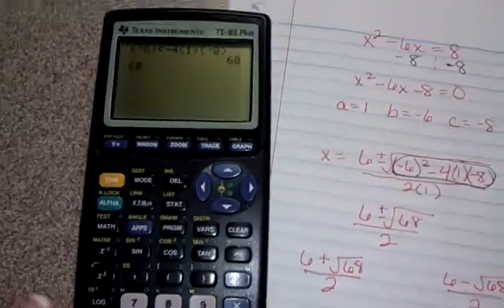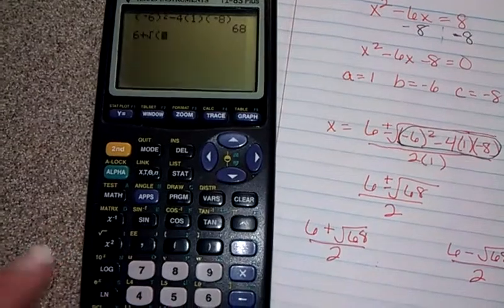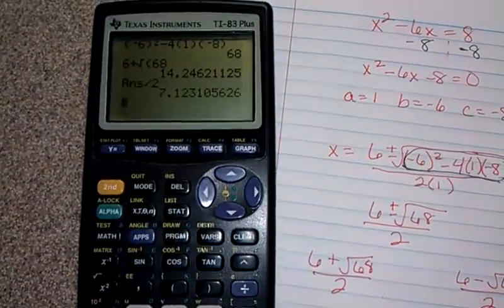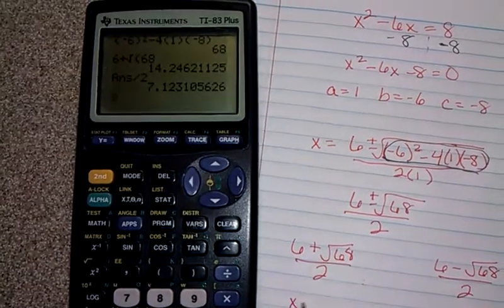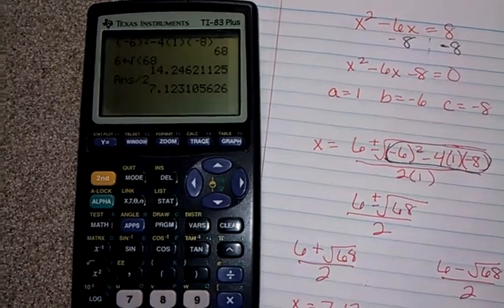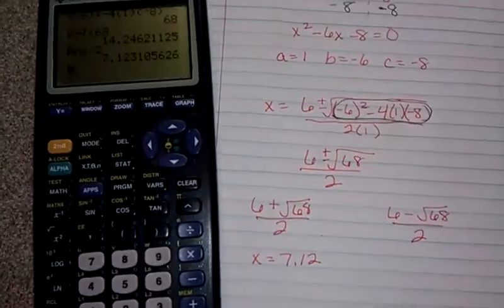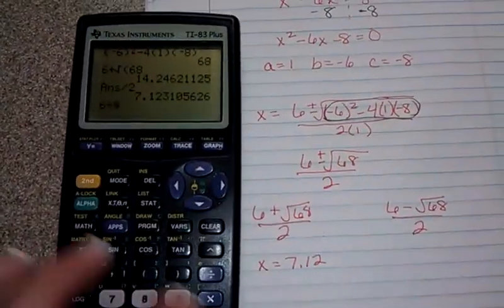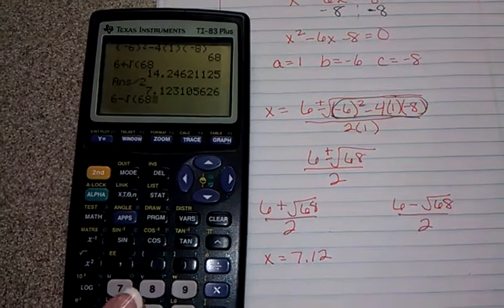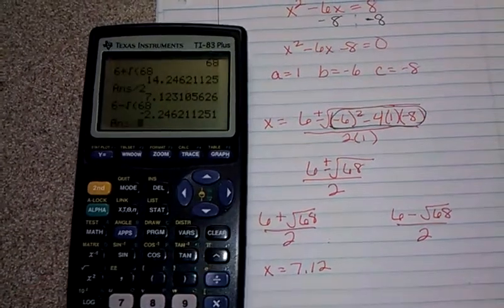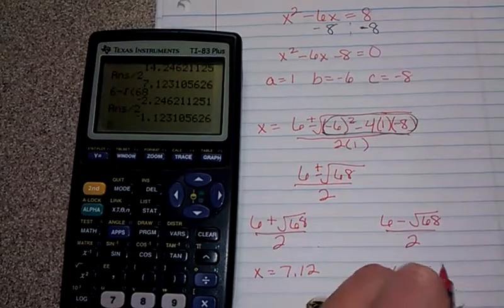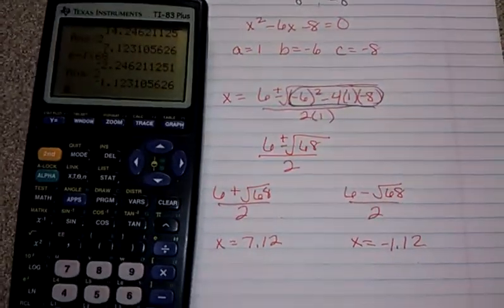So now I go in the calculator and I have 6 plus the square root of 68, and you'll press enter, divided by 2, and you get x equals 7.12. The other one, I get 6 minus the square root of 68, enter, divided by 2. I get x equals negative 1.12. Those are your roots.